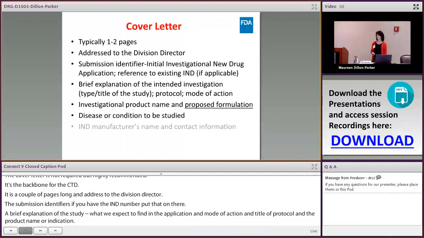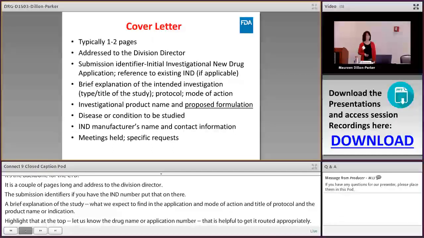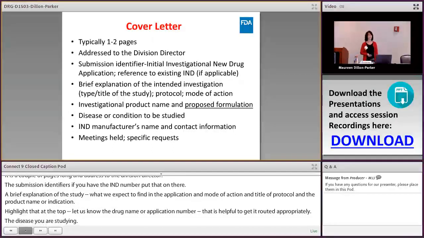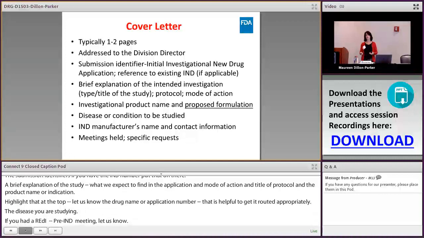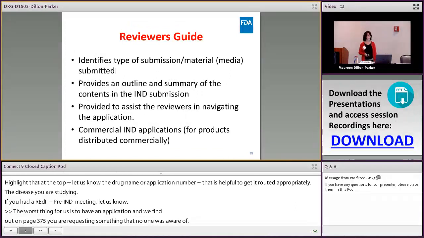The disease or condition that you're studying, manufacturer's information. If you had a pre-IND meeting with us, mention that to us. If there's a specific request in your application, let us know that. The worst thing for us is to have an application in-house and then we find out on page 375 you had a request for something that nobody was really aware of. So for specific requests or anything that was requested in the pre-IND, let us know where you address those in the submission. That would be really helpful to know.